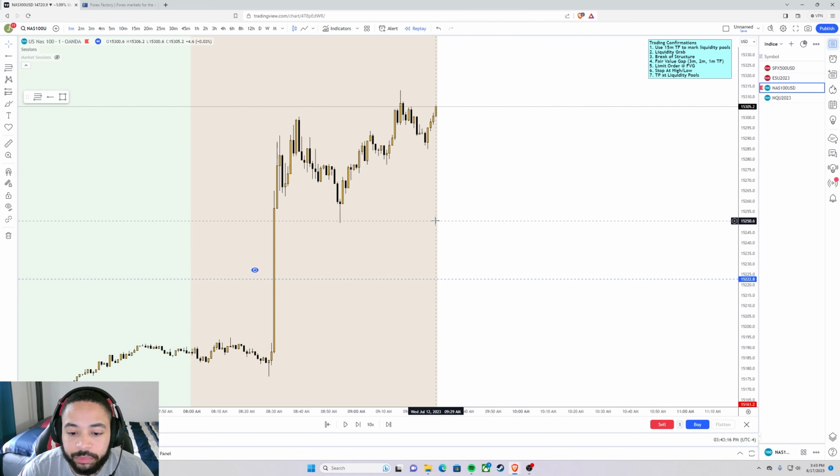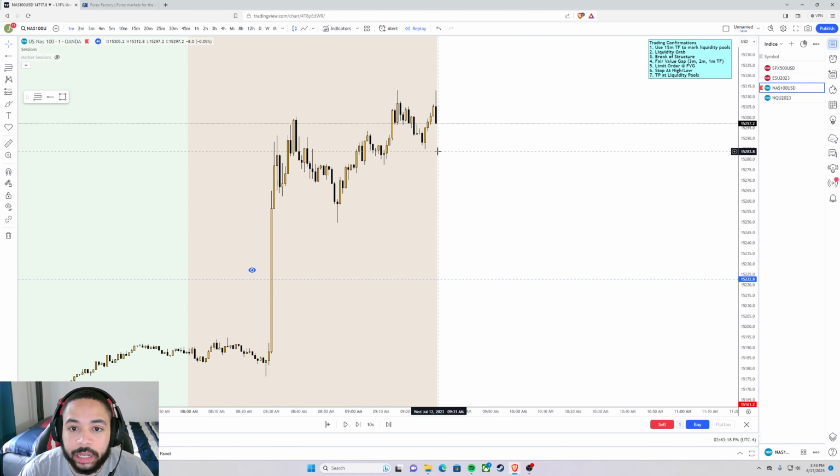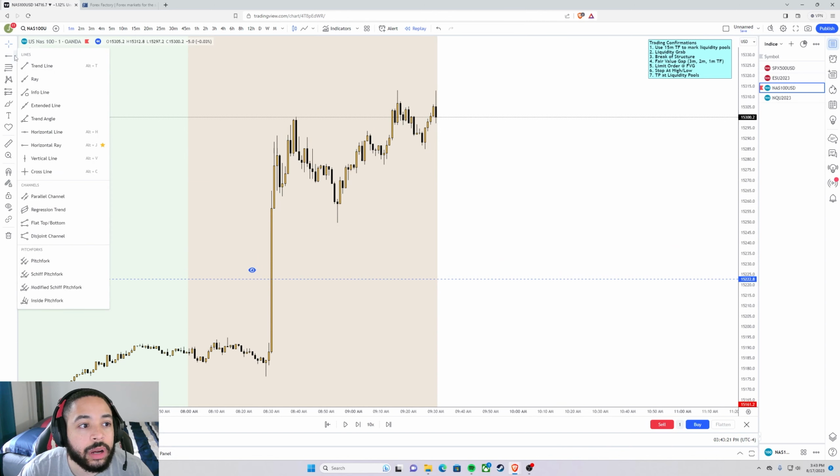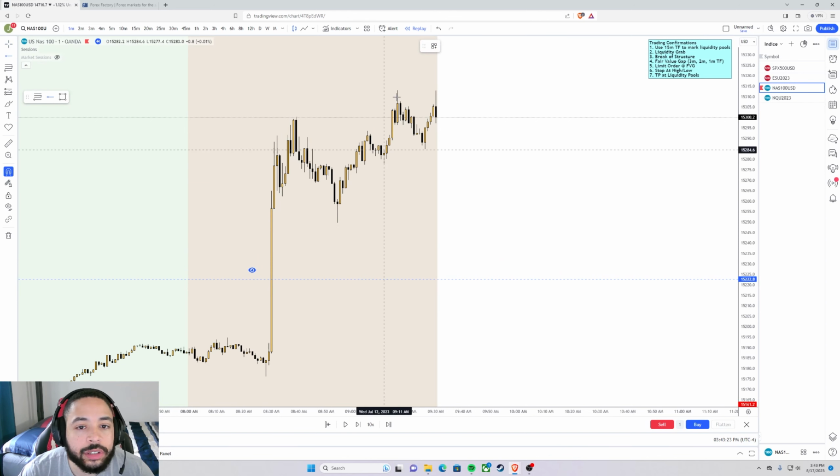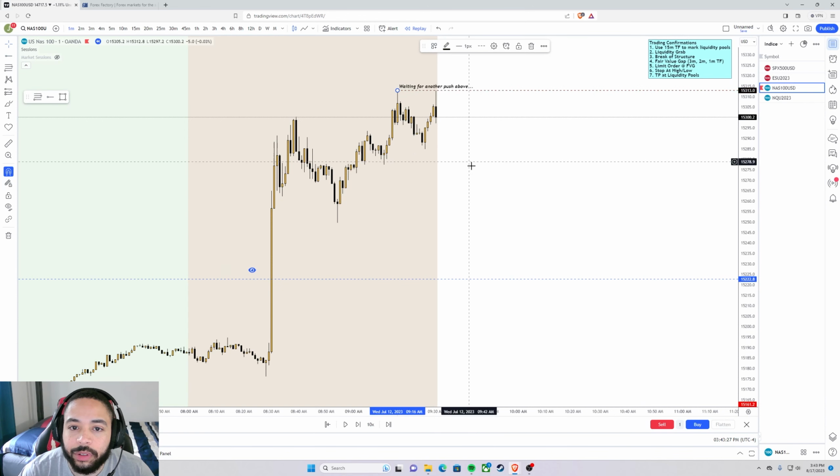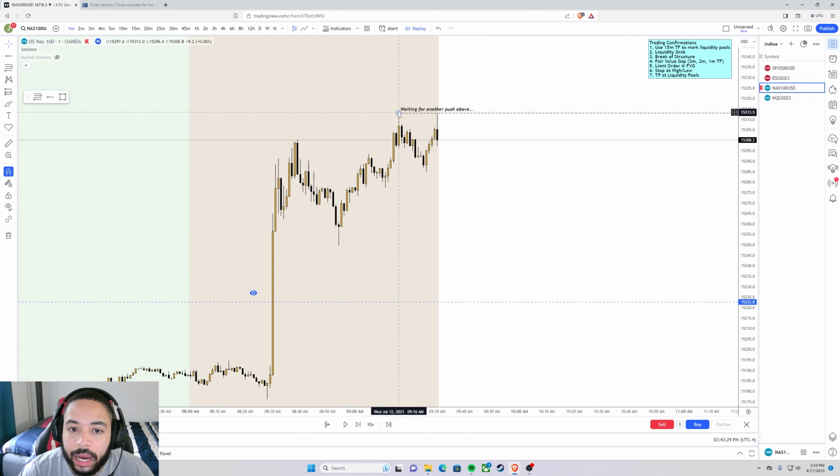So this is the 9:30 open right here. This is essentially the logic that I go through every single trading day. After the 9:30 open, I want to see the high get cleared and then a break of structure and a fair value gap.